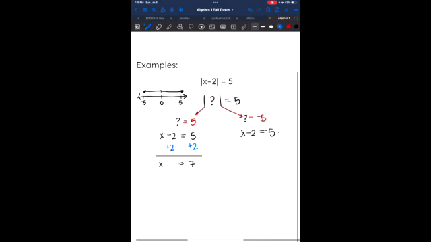The nice thing about solving an absolute value equation is that your solving steps are going to be identical in both cases. The only thing that's different is that whatever you're adding together is different. So like in this case, instead of getting 7, I'm going to get -3.